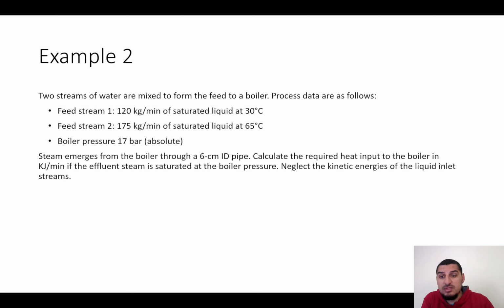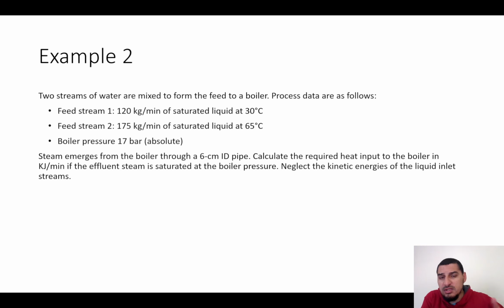So we have two feed streams of water, one at 120 kilograms per minute. This is the flow rate, and it's saturated liquid water at 30 degrees Celsius. The second is 175 kilograms per minute of saturated liquid water at 65 degrees Celsius. And the product pressure, we have only one outlet stream which has a pressure of 17 bars absolute.